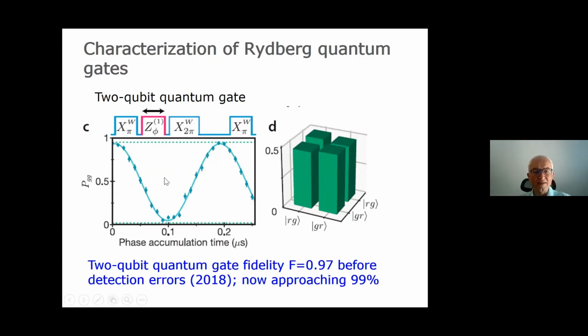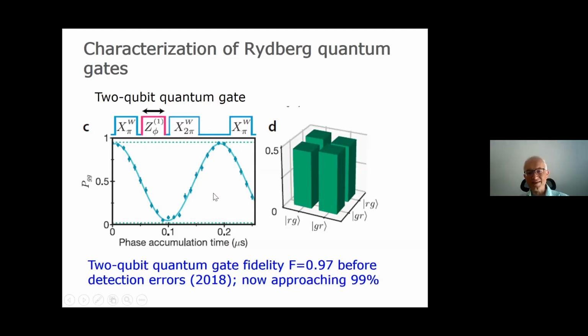For instance, we can do this oscillation and then put in a phase shift on the atoms to demonstrate a universal quantum gate. This is the probability distribution or density matrix for the 4 states. We achieved a fidelity in 2018 of about 97% for the 2-qubit gate. And now in newer results, we have 99%.